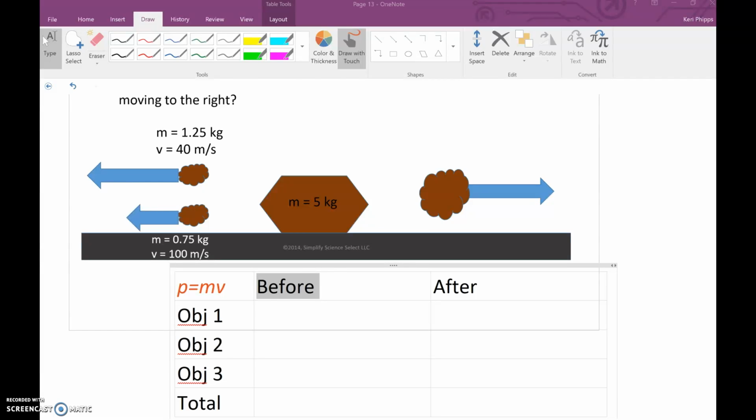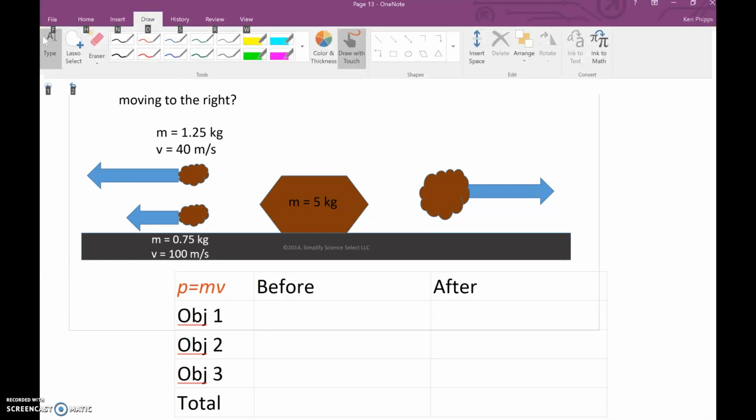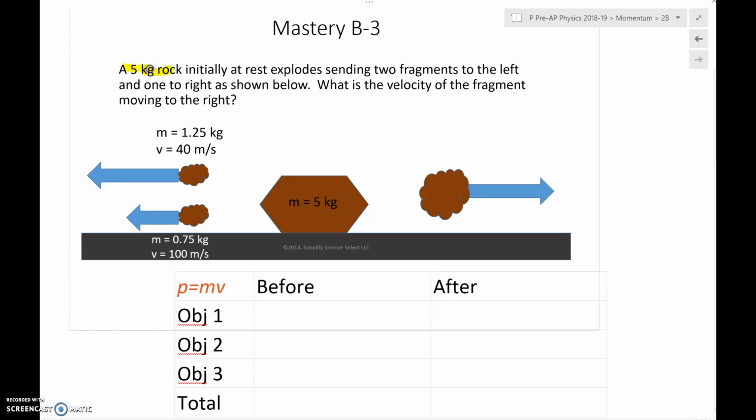Okay, so first, I'd like to point out that this is a little bit different from our other one. Our initial scenario is that there's a 5-kilogram rock at rest. So there's only one object in the beginning, and that's at rest. The other thing that's different is that instead of working with just 2 objects, we've got 3. We have object 1, object 2, and object 3.